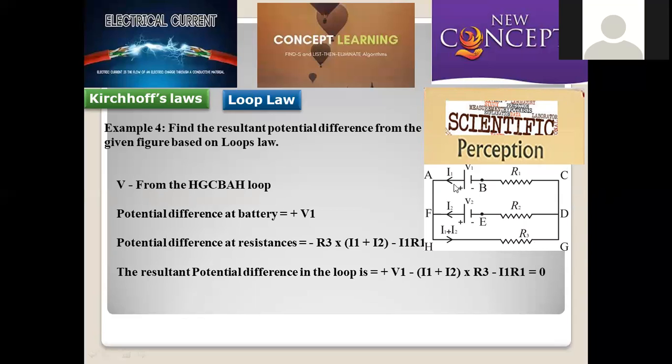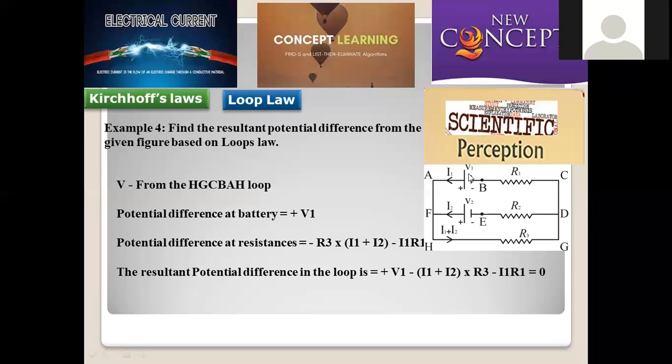Till now what we did was take individual loops. Now we are considering the big loop. This entire big loop is taken into consideration in the fifth condition. For that purpose, in this big loop, we have only one battery because this one was not considered. So only one battery is there. And how many resistors? R1 resistor and R3 resistor only are present. Remember, R1 and R3 resistors for this big loop.